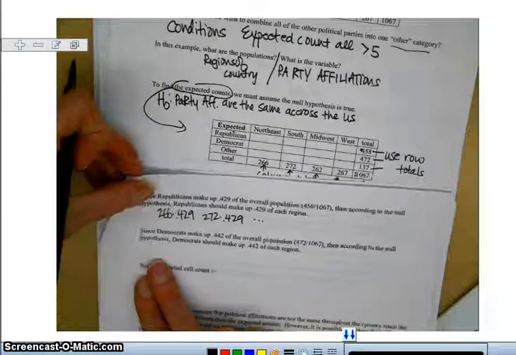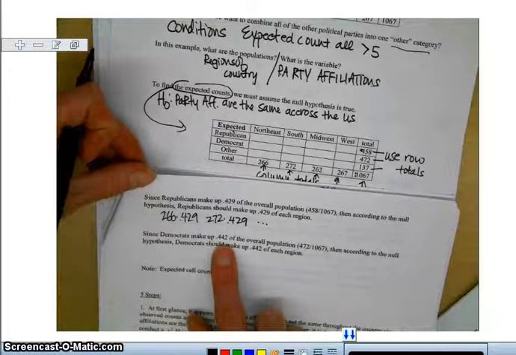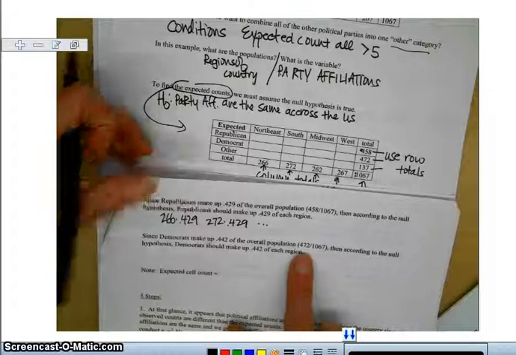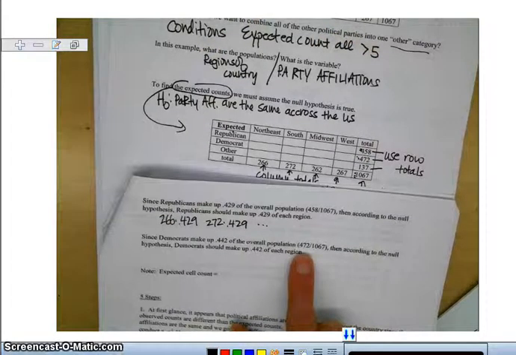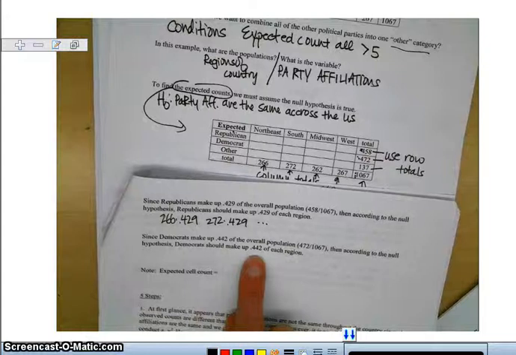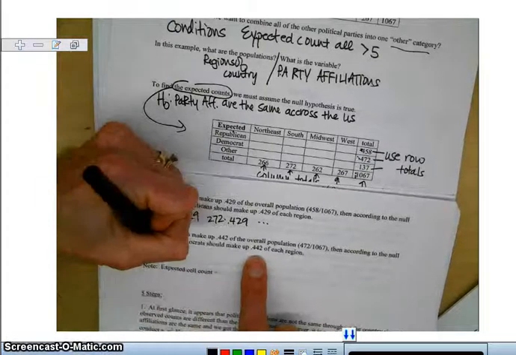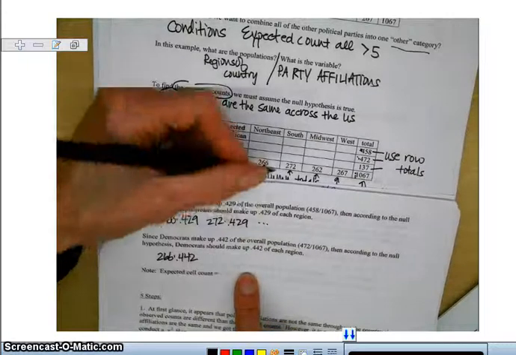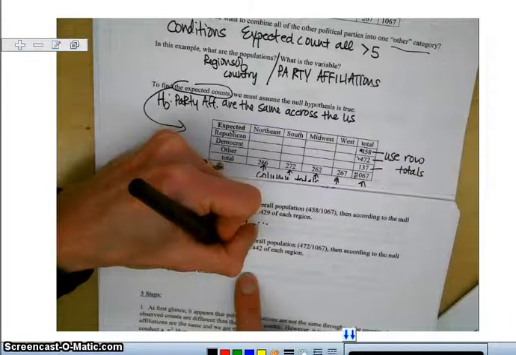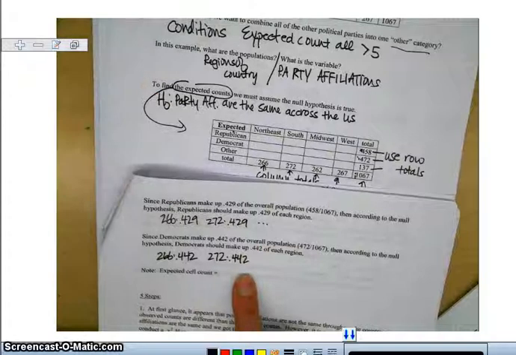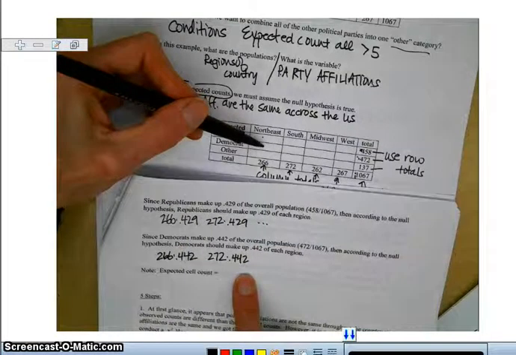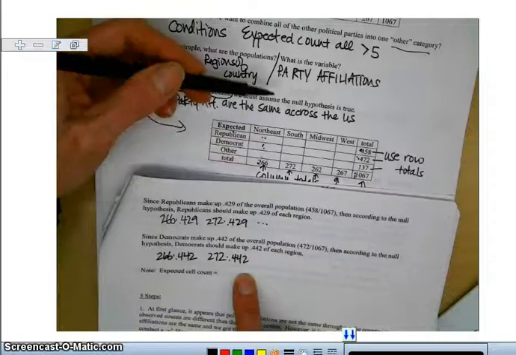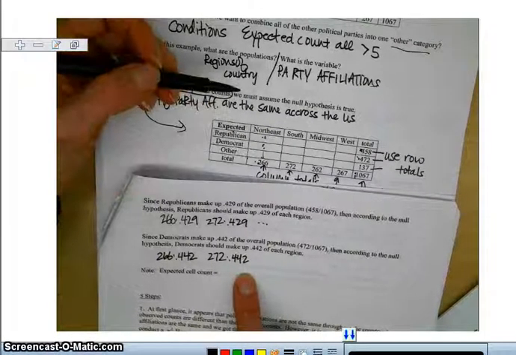Now since Democrats make up 0.442 of the overall population, or 472 over 1,067, then according to the null, the Democrats should make up 0.442 of each region. So we take each region total times 0.442. Now, how would I get that last group? If I have these two values, I can add them together and take that away from 266 to get that one. These three better add up to be 266.